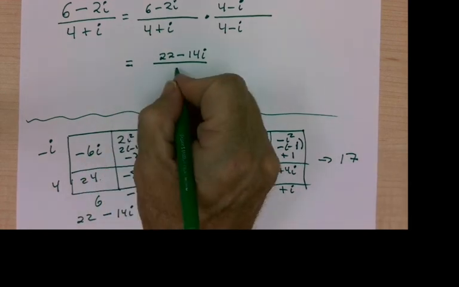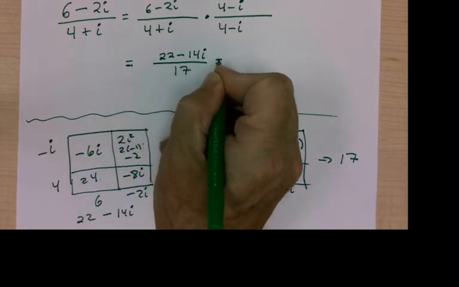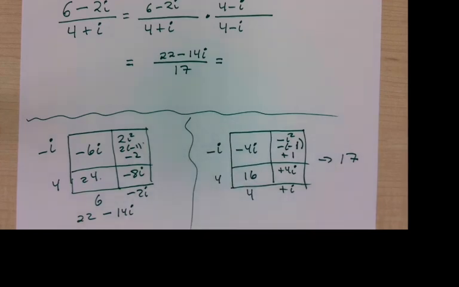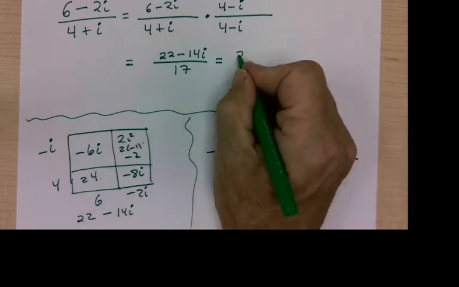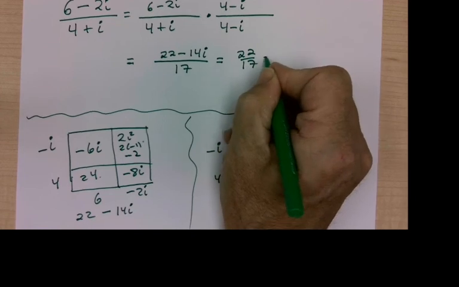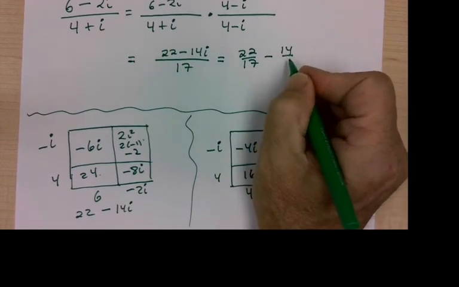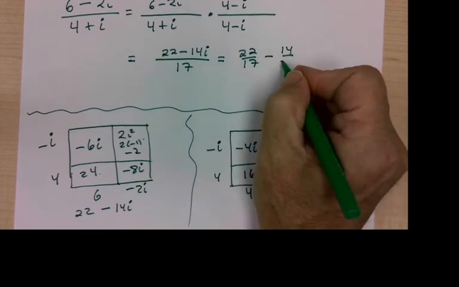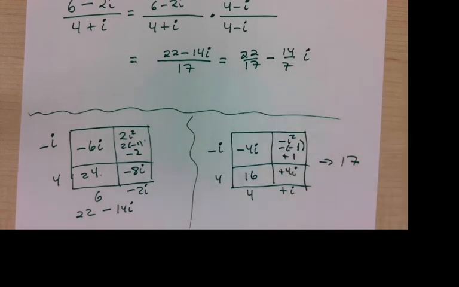So 17 is downstairs. We want to put this in a plus bi form or a minus bi form. So that would be 22/17 minus 14/17 i. And that will conclude this lesson.